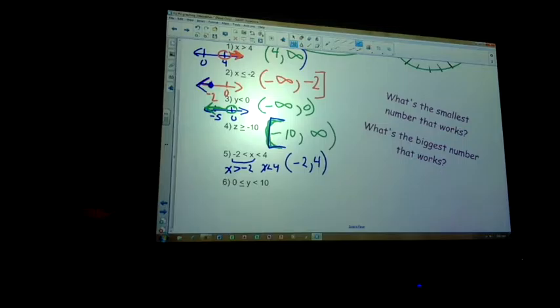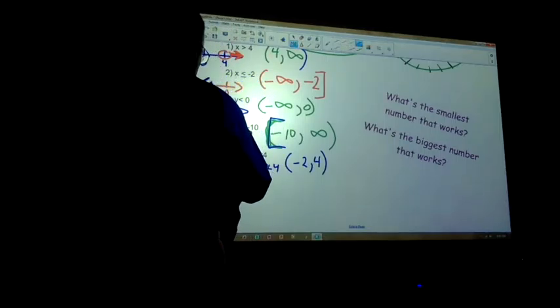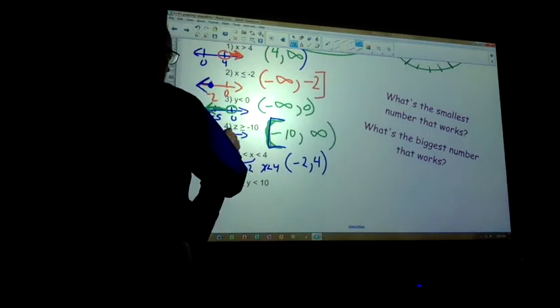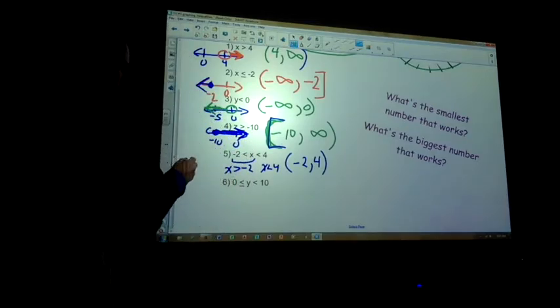Wait, can you graph number 4? Oh, you want this? For number 5, is the answer just negative 2? Is graphing it part of the answer? No, I'm just showing you. This is number 4. This is number 5. Is number 5 finished right now? Yeah, that's done. That's number 5.